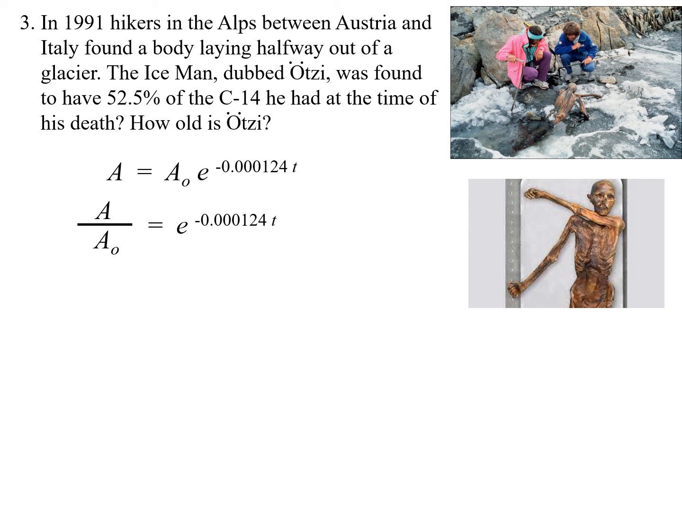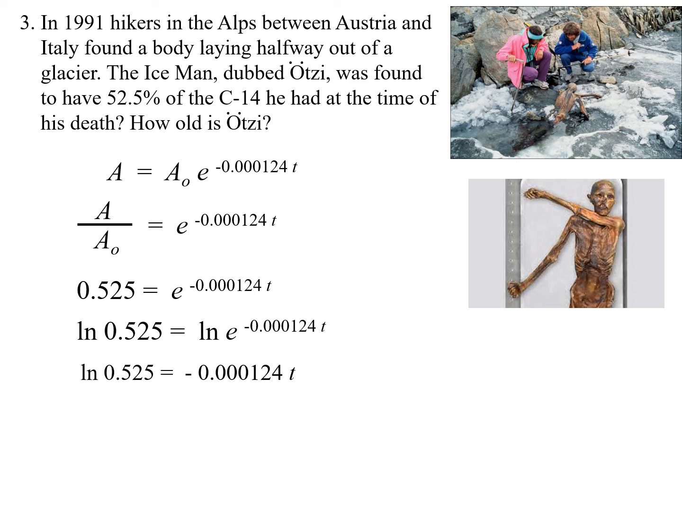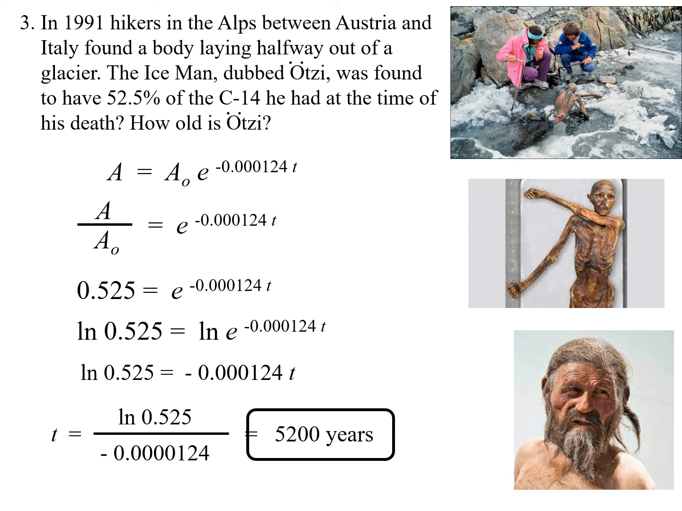Dividing out by A0, we get this. A is the amount of carbon-14 he had in his body when tested. A0 is the amount he had when he died. This was 52.5%, or 0.525. All right, and then we have a function that we can solve for t, which we do by taking the natural log of both sides. This cancels out to be that, and then dividing by that, and then you operate your calculator. Turns out that he's 5,200 years old.